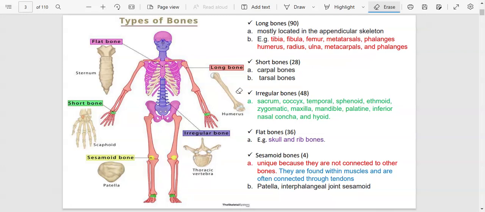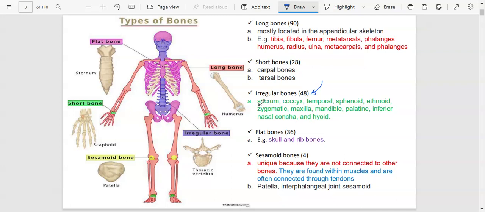Other bones we have are irregular bones. Just from the word itself, they are irregular, meaning that the shape cannot be easily determined. Examples of irregular bones we can mention are mostly those bones that we find on the midline, or the middle of the skeletal system, on the midline.